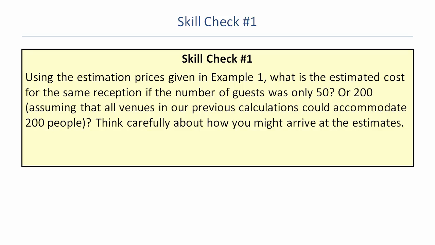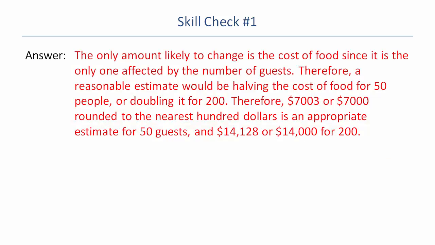All right, well, hopefully you figured out it's a pretty easy question, because if our first estimate was based on 100 people, and now we want to figure out what it is for 50 people, shouldn't the easiest thing be just to cut it in half? And if we want to do it for 200 people, shouldn't the easiest thing be just to double it? Yeah, that's exactly what we're doing. Because remember, these are estimates, so we're not trying to be horribly precise.